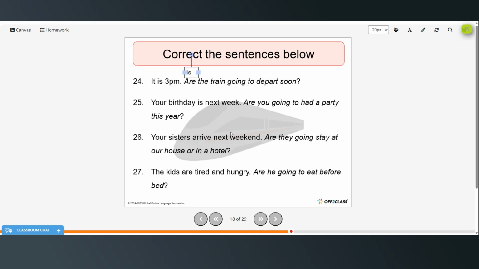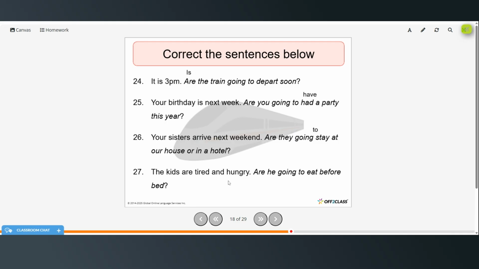Your birthday's next week. Are you going to have a party this year? It should be have a party instead of had. Your sisters arrive next weekend. Are they going to stay at our house? Are they going to stay at our house or in a hotel? So here we need, are they going to stay? At our house or in a hotel.